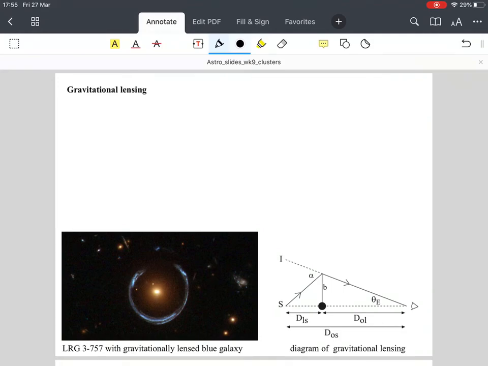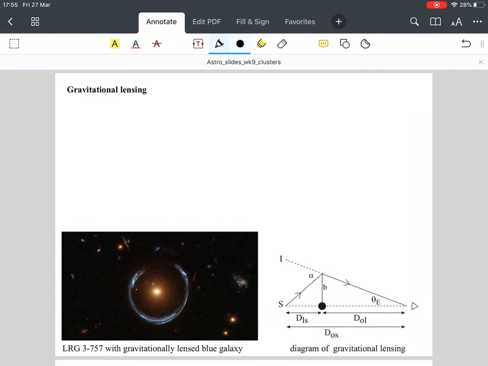And what's happening is shown in the diagram to the right, which is that we can think about that blue galaxy as the point S on the left of the diagram, the central large elliptical galaxy is this black dot, and then on the right of the diagram is meant to be an eyeball, which is our observation point on Earth. So again, you can see that this blue galaxy was behind this large elliptical galaxy.